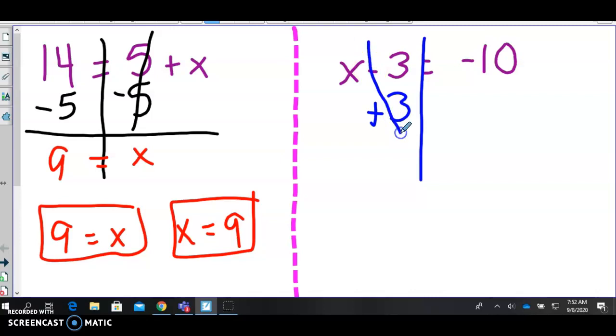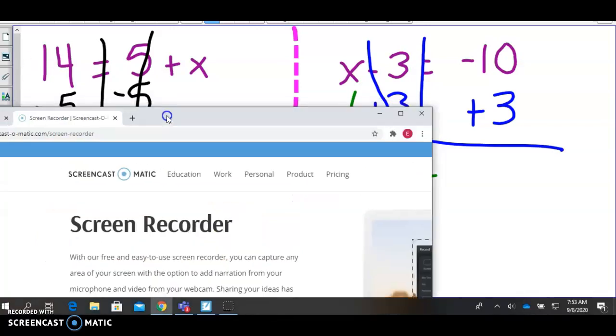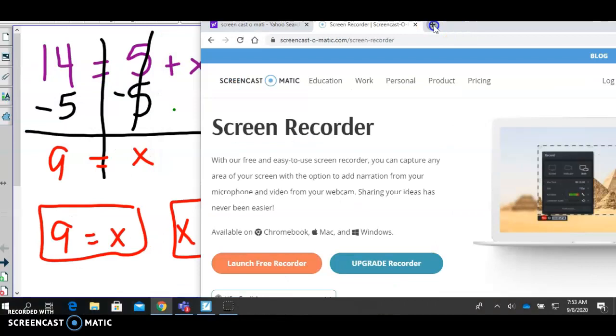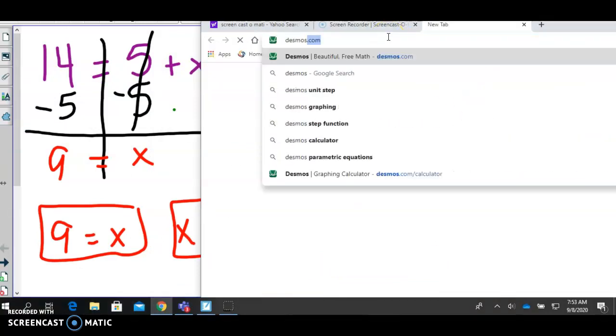This now cancels out. But remember, what I do on one side of the equal sign, I have to do on the other. So I'm going to go to plus 3 over here. Okay, I'll bring down my x. My equal sign, I got negative 10 plus 3. I'm not a genius when it comes to doing negatives in my head, so let's go take a look over here and go to our handy dandy Desmos.